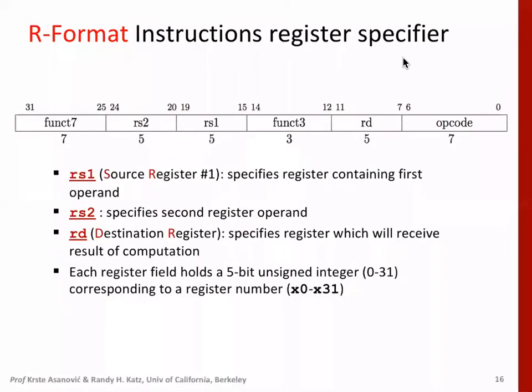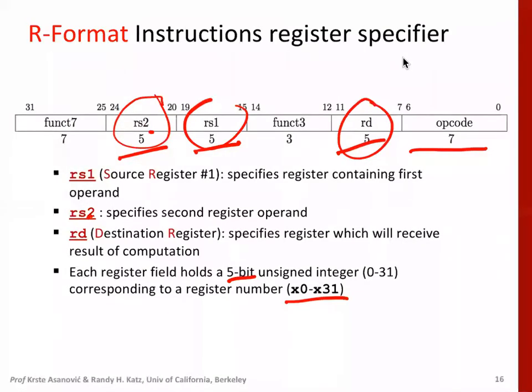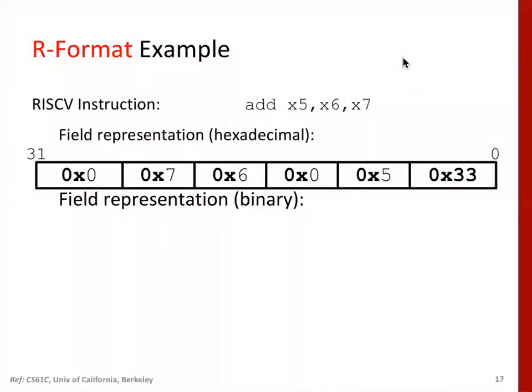Okay, so this is the format: 7 bits for opcode. RS1 is source register 1. RS2 is source register 2, the second source register. RD is the destination register. So 5 bits essentially we can refer to any of the registers between X0 and X31. So all register fields will have 5 bits.